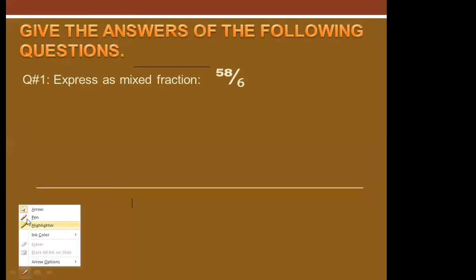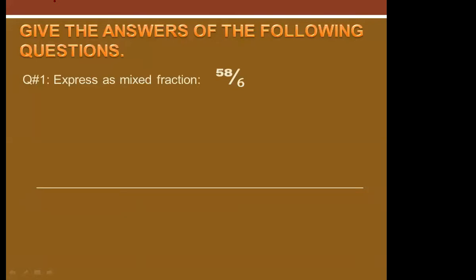So what will be the answer here? I'm going to show you. Simply you will convert it into the mixed fraction. So simply you will write 6 here and then you will write 58. 6 nines are 54. And after subtracting, I'm going to get 4. So what will be the answer here? 9 whole 4 upon 6. This is the answer. 9 whole 4 upon 6.